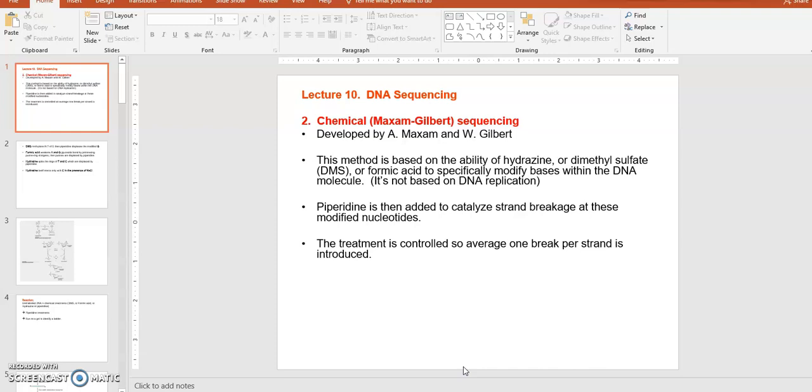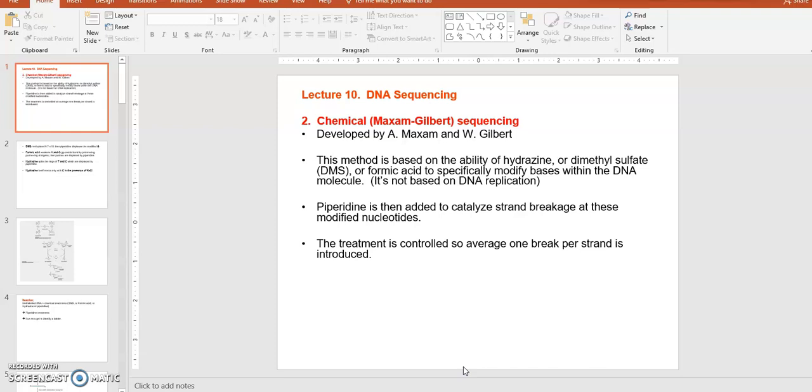But dideoxynucleotide sequencing has some pros and cons. There's another sequencing method which is not very popular because it uses a lot of toxic chemicals. But there are some issues and conditions where dideoxynucleotide sequencing would not work. I'm going to talk about that. Then this is the alternative DNA sequencing method. Again, this is a kind of old technology and may not be used anymore.